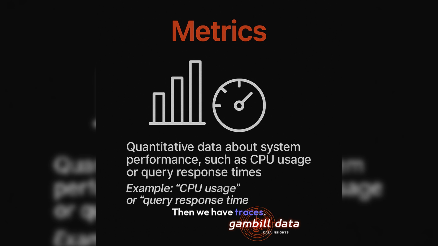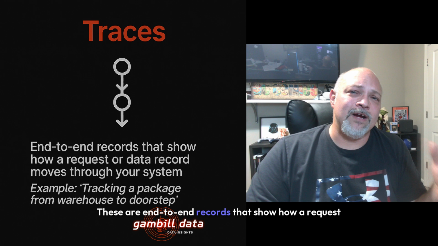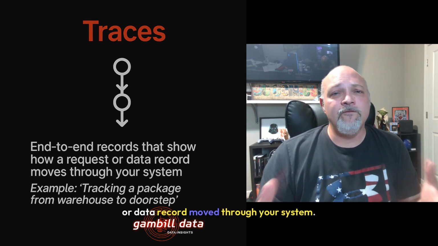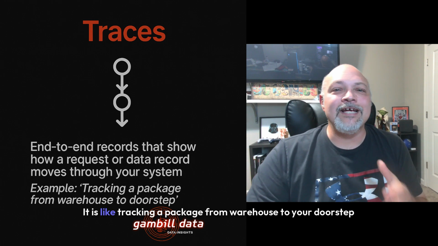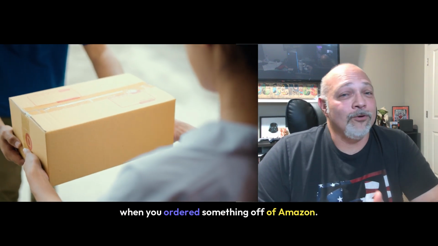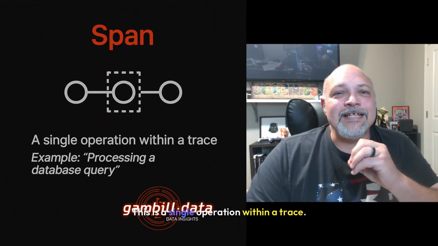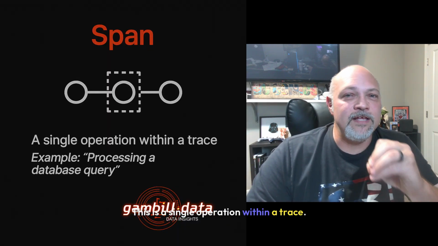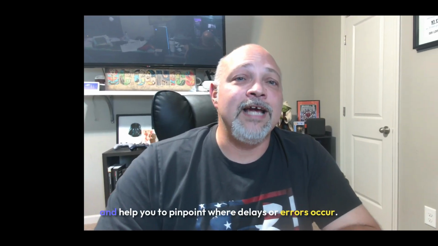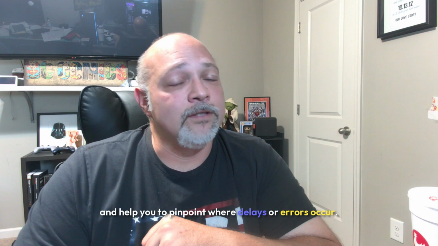Then we have traces. These are end-to-end records that show how a request or data record moved through your system. It is like tracking a package from warehouse to your doorstep when you ordered something off of Amazon. Span. This is a single operation within a trace. Multiple spans make up a full stack trace and help you to pinpoint where delays or errors occur.